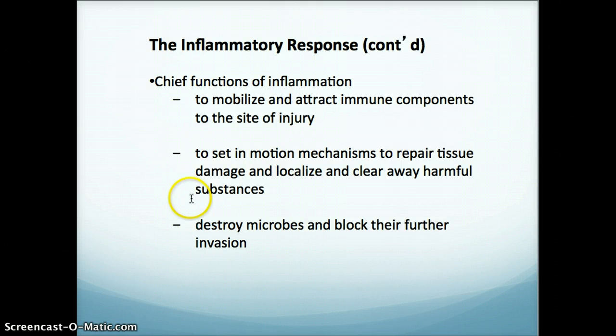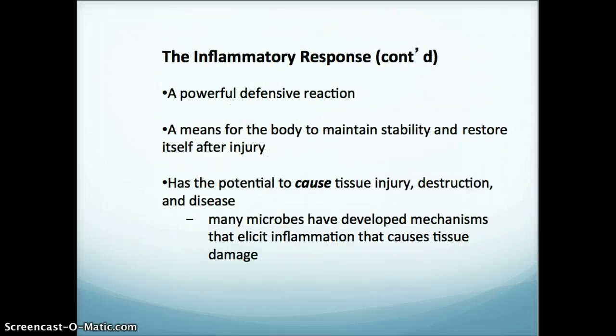Inflammation will also set into motion mechanisms to repair tissue damage, and also it will help clear away harmful substances that may be in that area of injury. And then lastly, inflammation can help destroy microbes and block them from further invading other tissue. So when we talk about inflammation, it's a very powerful defensive reaction. And it's a way for the body to maintain stability and heal itself after injury.